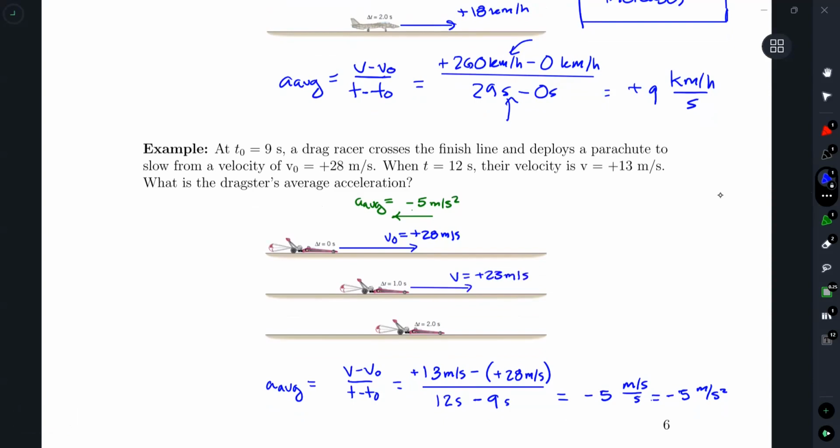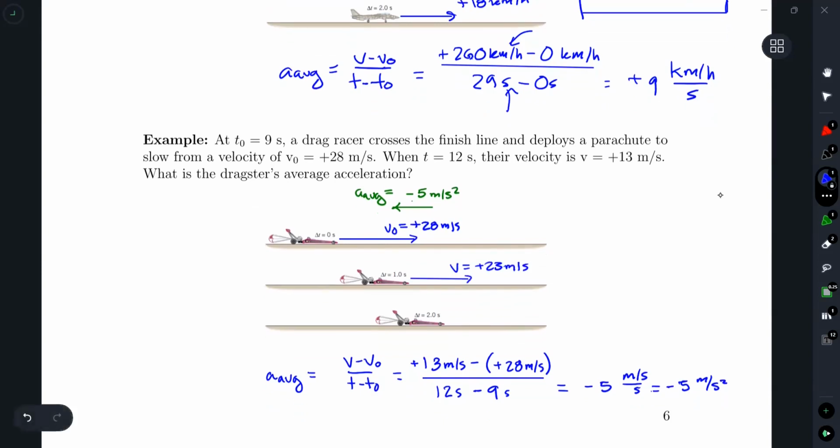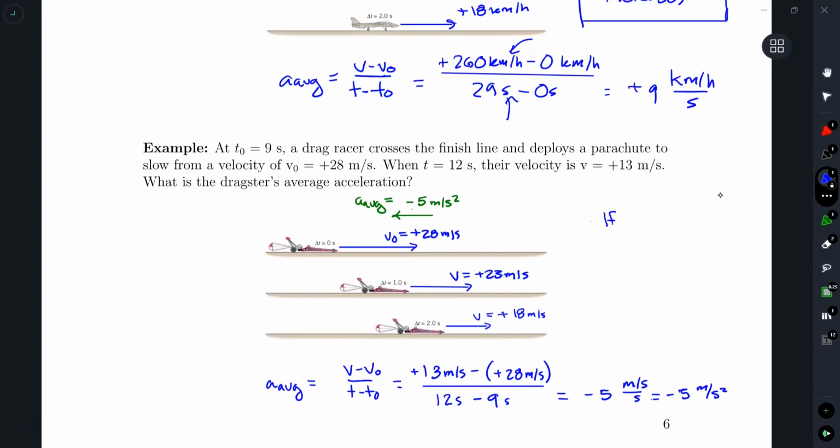And after 1 more second, how fast is it? 18 meters per second. Yep. And after 1 more second, it will be that 13 meters per second final velocity. Okay, so what we observe from this is that if your initial velocity is positive and your acceleration is negative, speed decreases, slows down.